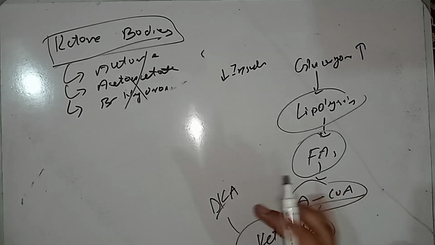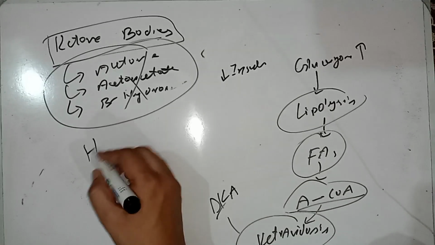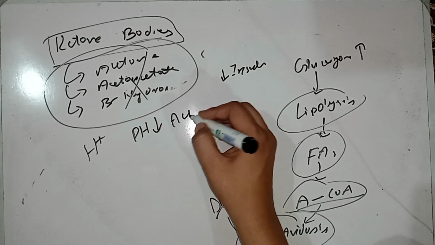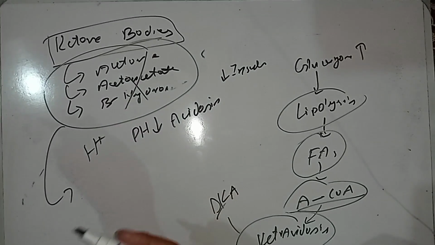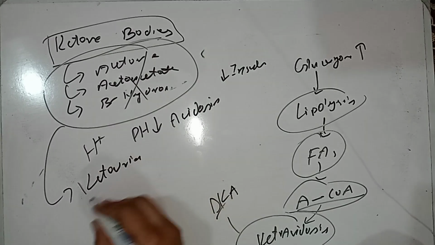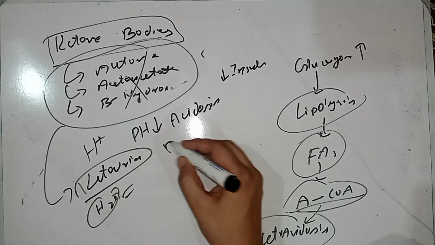What happens in this condition? These three compounds increase in the body. They release H positive in the blood, due to which blood pH falls, which is called acidosis. Moreover, they are also released in urine, which leads to ketonuria, and they are osmotically active, they withdraw water with them, so it leads to dehydration as well.